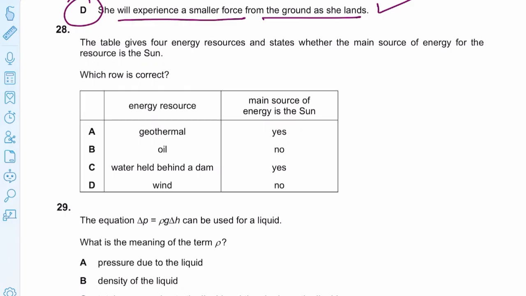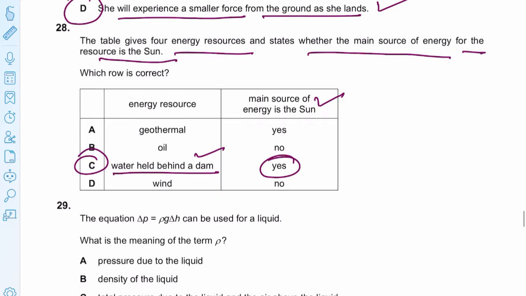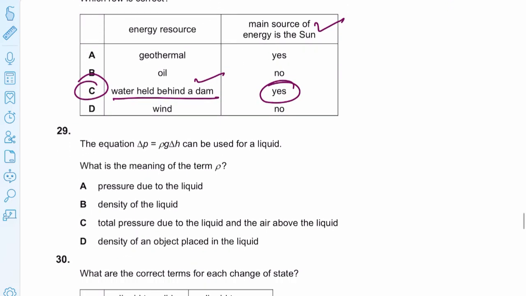Question number 28. The table gives four energy resources and states whether the main source of energy for the resource is the sun. This is easy, I think. So option C, water held behind the dam, and the main source of energy is the sun. Yes. Okay. Question number 29: the equation delta P equals rho g delta h can be used for a liquid. We already did this kind of question, right?